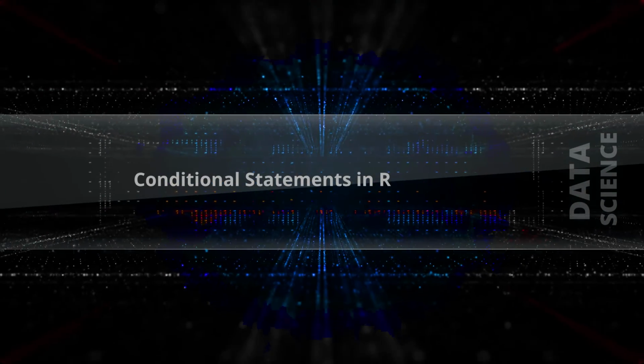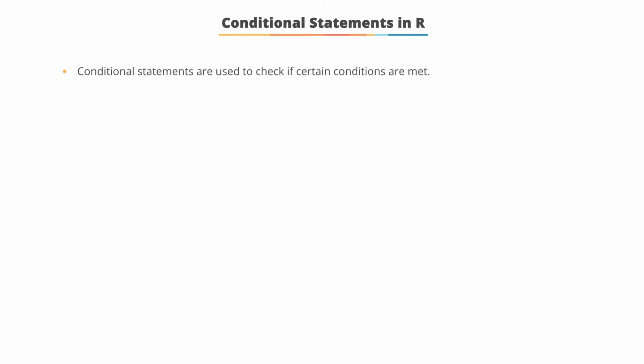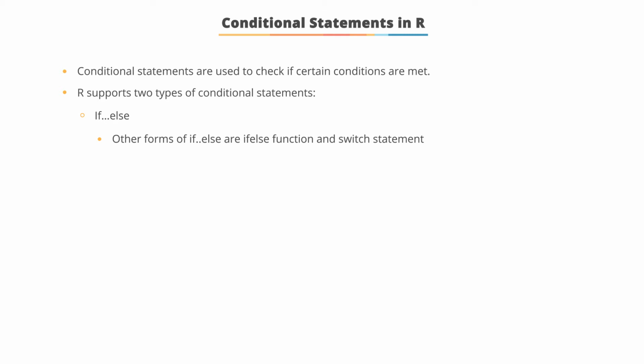Conditional statements in R. Conditional statements are used to check if certain conditions are met. There are two types of conditional statements within R. The if-else statements, and then we'll get into the other forms of if-else, such as switch and nested if-else.